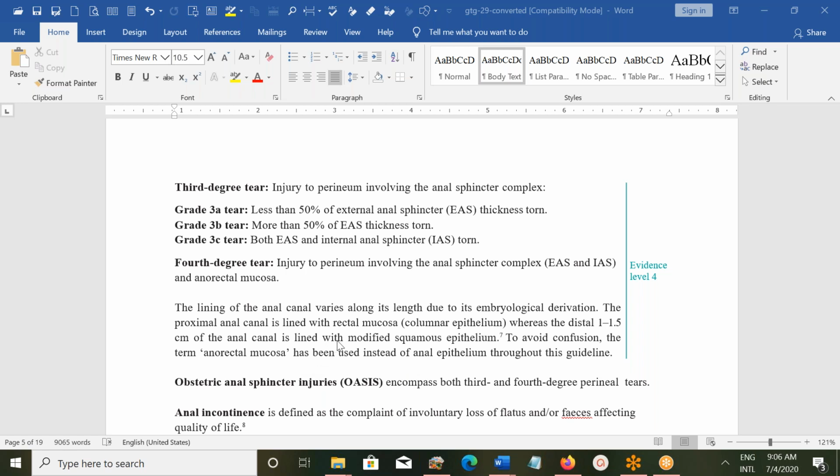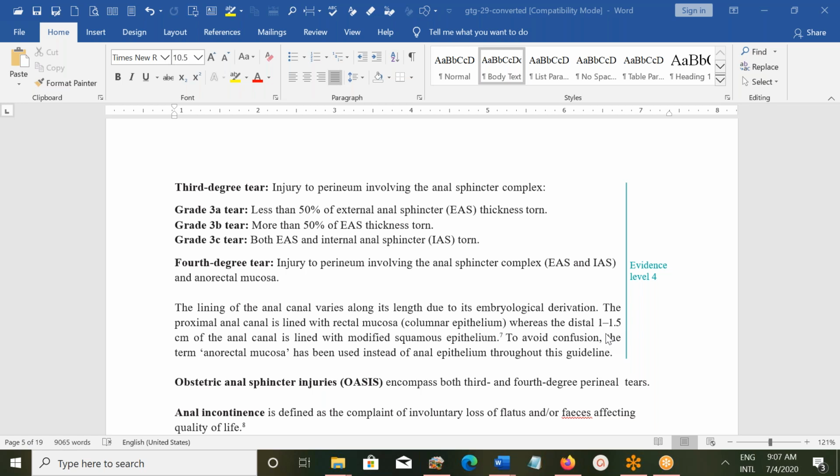The lining of the anal canal varies along its length due to its embryological origin. The proximal anal canal is lined with rectal mucosa, which has columnar epithelium, because as you know, the whole of the GIT, from the foregut to the hindgut, all three parts, are lined by columnar epithelium because the intestine has secretory function also.